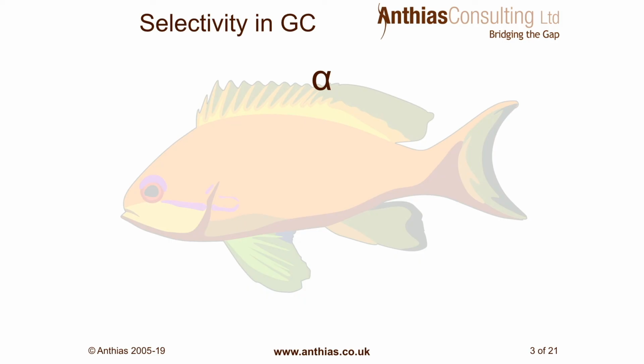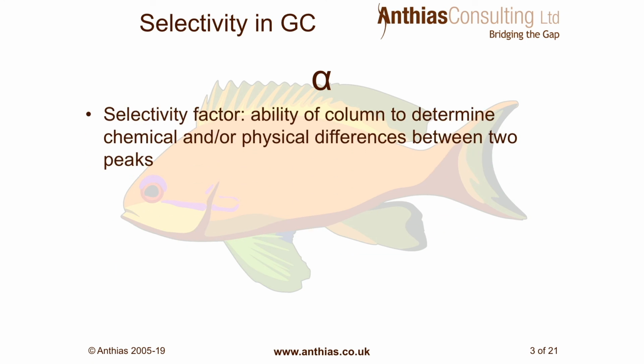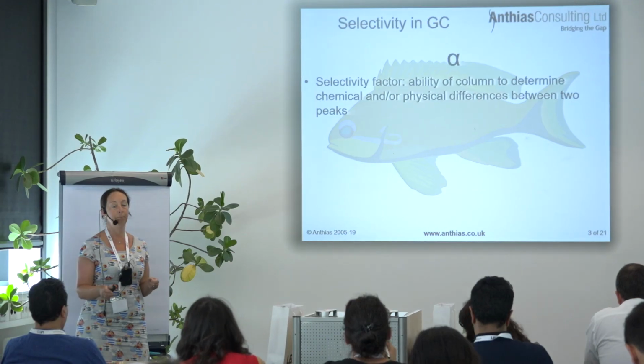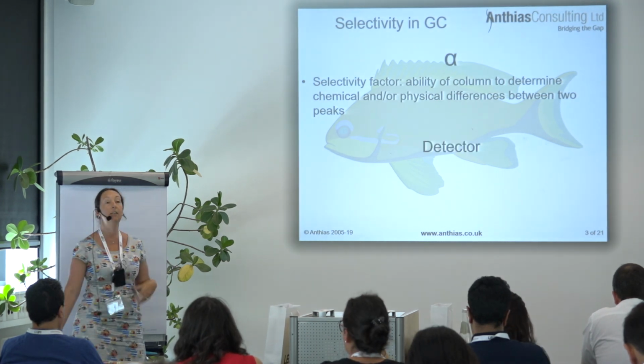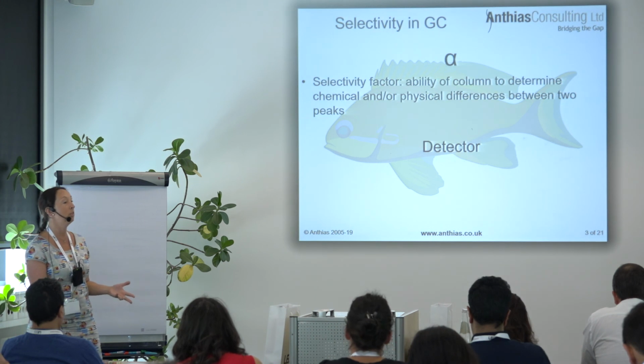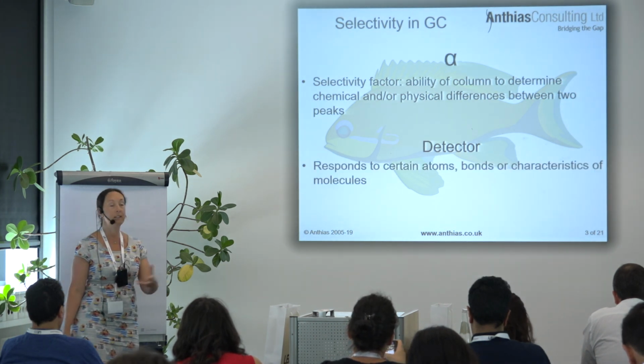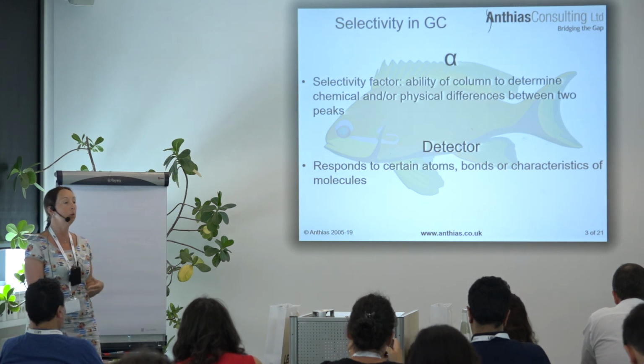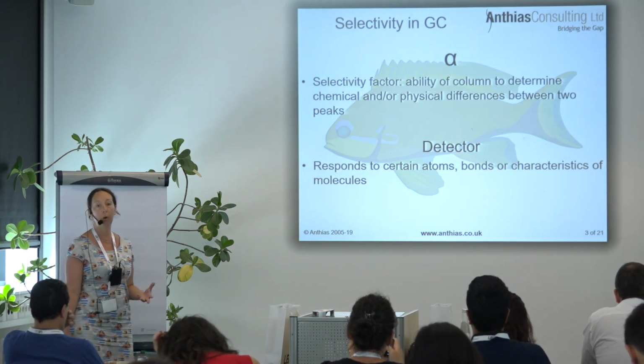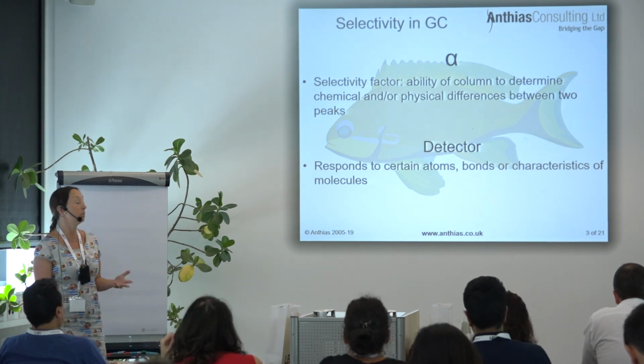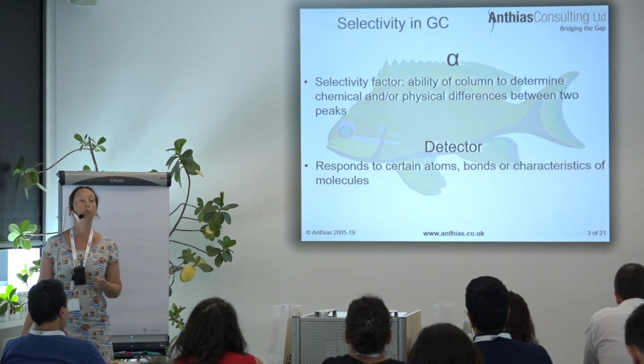So, selectivity, what does it mean to you? A lot of people think automatically selectivity is the selectivity factor: the ability of our GC column to determine chemical and/or physical differences between two different analytes, which then allows us to separate them. Some of you might suddenly think about selectivity in the detector. We have non-selective detectors and we have selective detectors. With selective detectors, the particular detector will respond only to certain chemical bonds or chemical properties, or, for example, to different atoms or elements, like sulfur detectors.